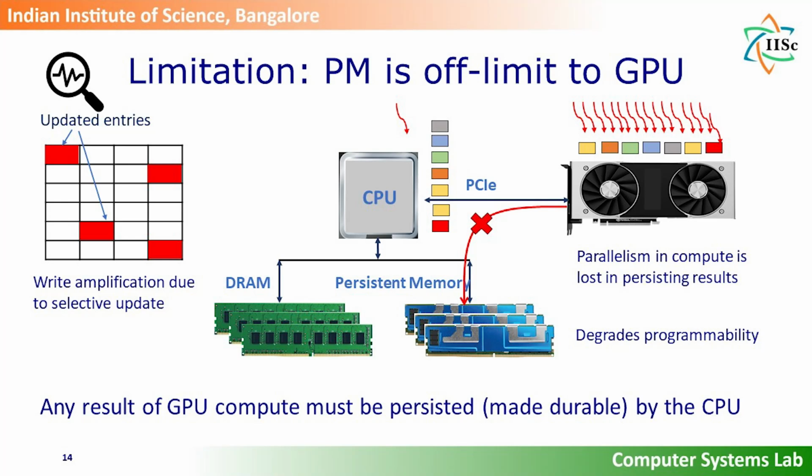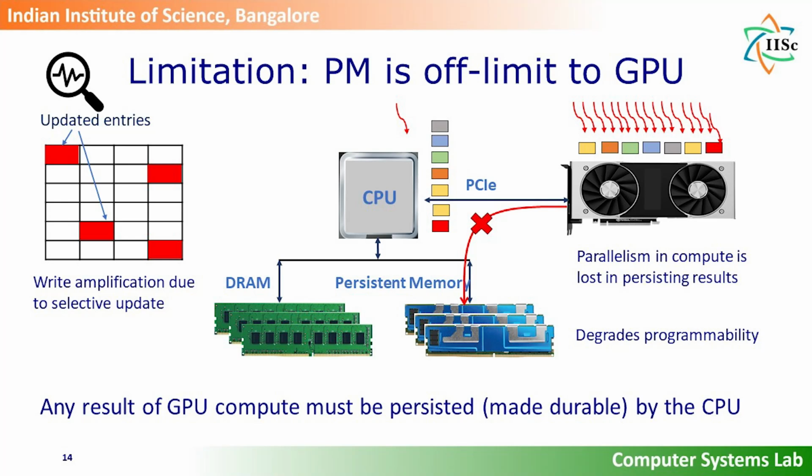Since you are computing somewhere else on the GPU, and you have to rely on the CPU to persist the results of the output, you have to conservatively write the whole data structure to the persistent memory. That leads to what is called write amplification, extra writes. That degrades performance. It also hampers programmability, because you now always have to think: something I compute on the GPU, and then I need to talk to the CPU to persist the results of that compute.